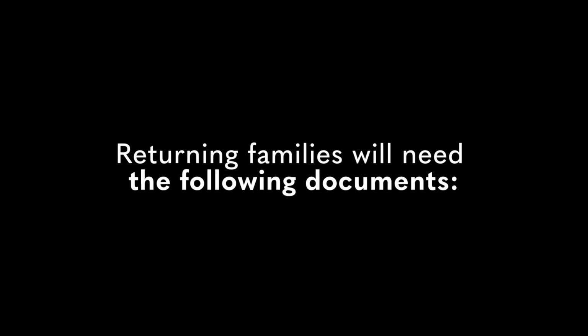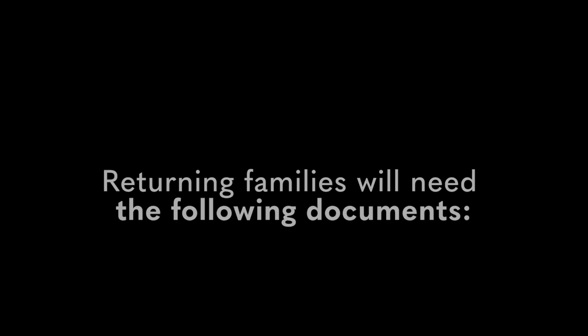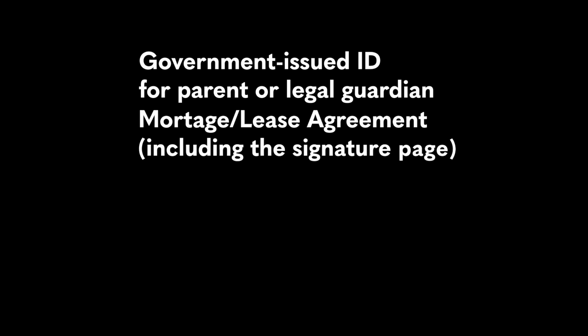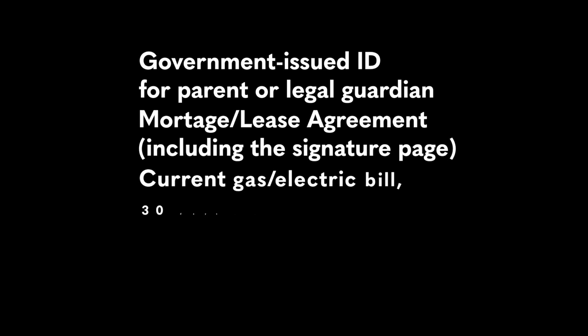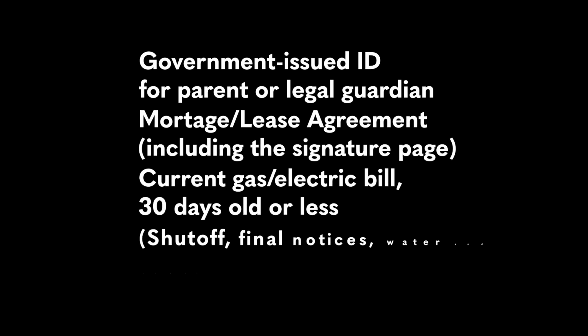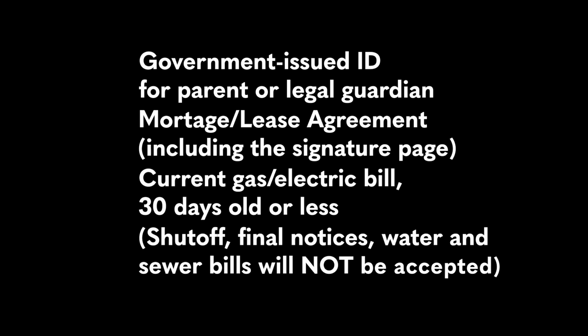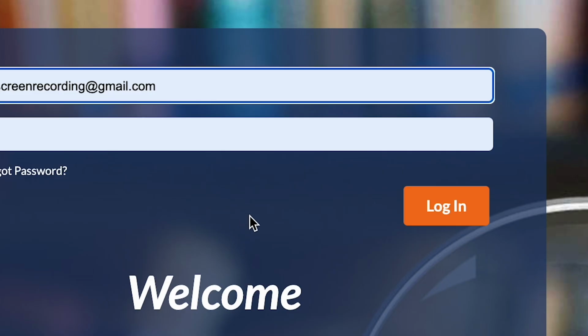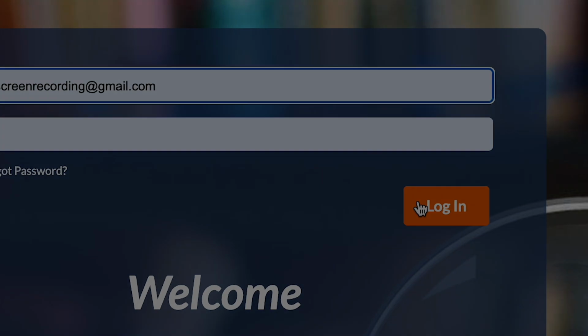Returning families will need the following documents: government-issued ID for parent or legal guardian, mortgage or lease agreement including the signature page, current gas or electric bill, 30 days old or less. Shut-off, final notices, water and sewer bills will not be accepted. To begin the re-enrollment application, enter your username and password and click on Login to begin.